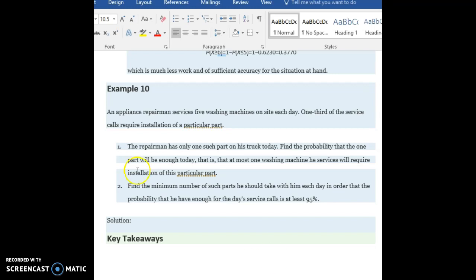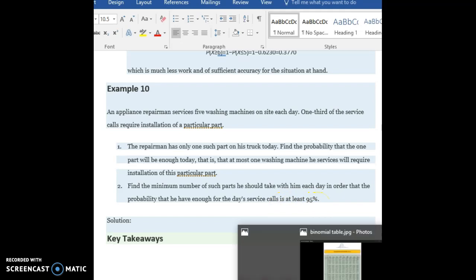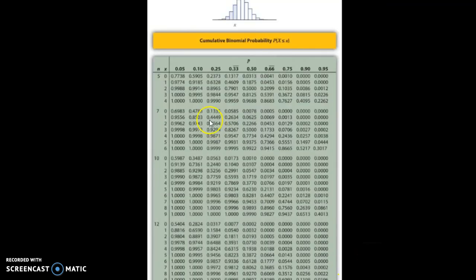Okay, so let's go to our chart again and let's find where the probability is at least 95%. So if we go to our chart and we look on here, again, under the 1/3 or 0.33 and in the n equal 5 trials, we can see that it's at least 95% or 0.95 right here when we have at least 3 parts.